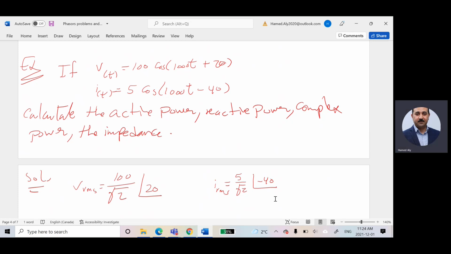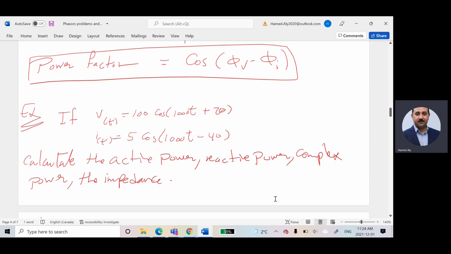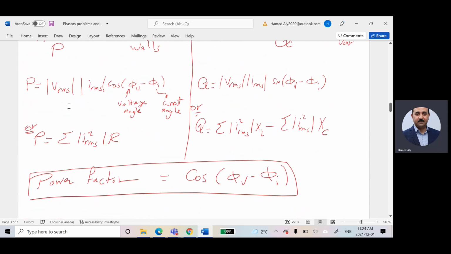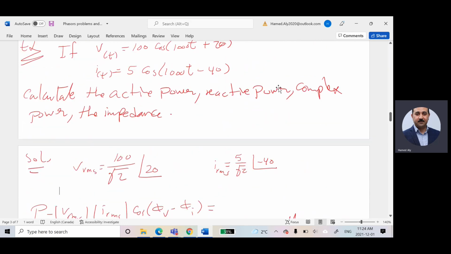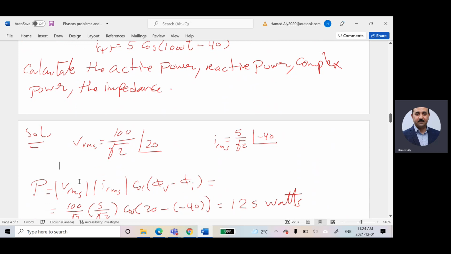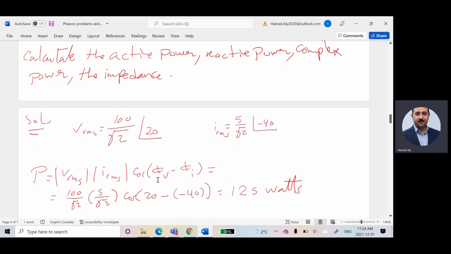Now, how to calculate P? Let me see the equation of P. P is equal to magnitude of V times magnitude of I RMS times cosine of the difference between the angles. What about Q? The same equation, but the only difference is using sine instead of cosine. So, if you would like to find P, P is equal to VI cosine.